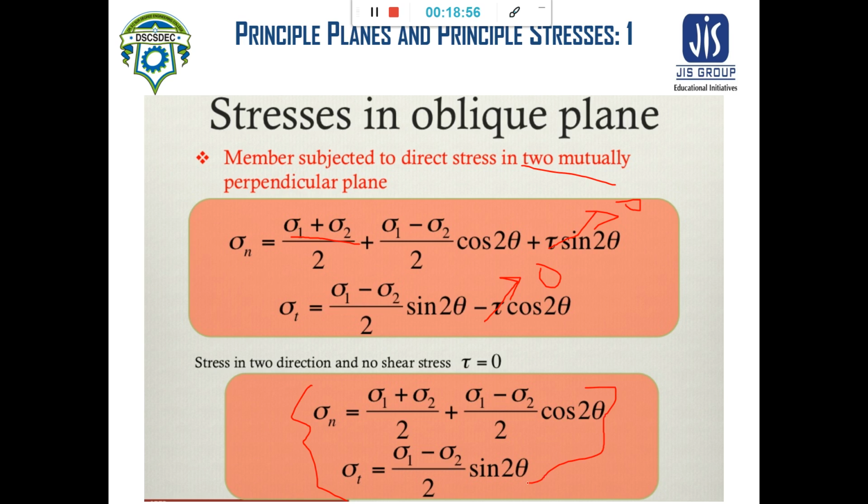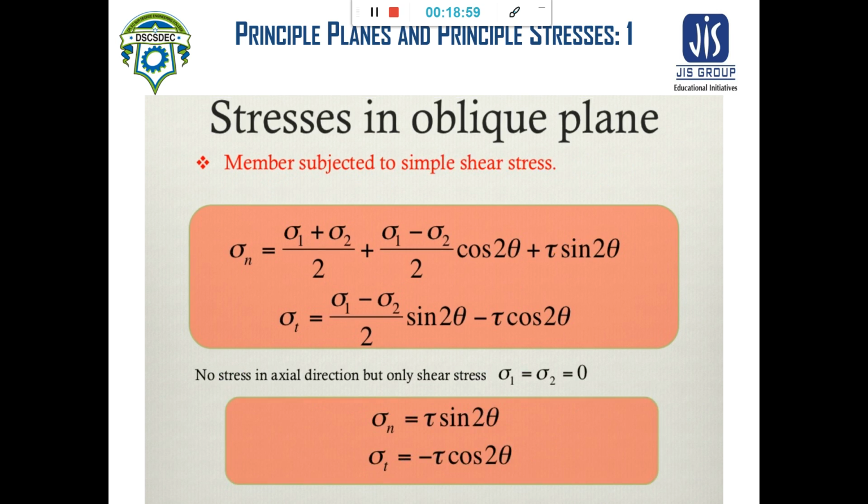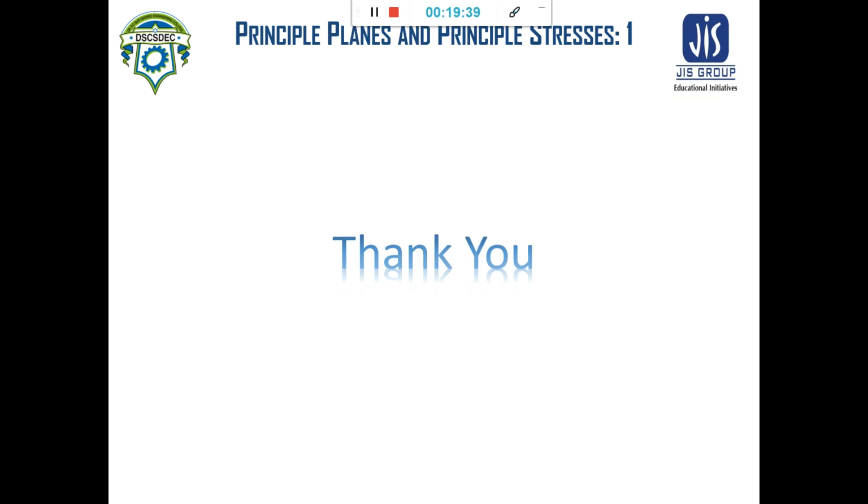Next we will see the case where only simple shear stress is there. Whenever there is only simple shear stress, sigma 1 and sigma 2 both will be 0. So the normal stress sigma n will be tau sin 2 theta, and the sigma t value will only be minus tau cos 2 theta. So these are the values.